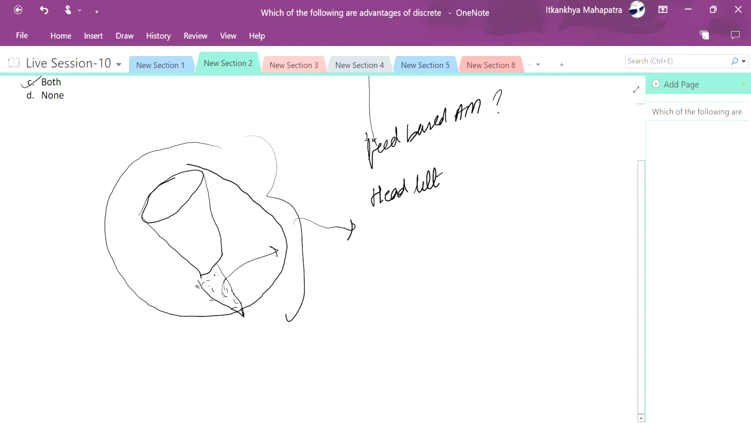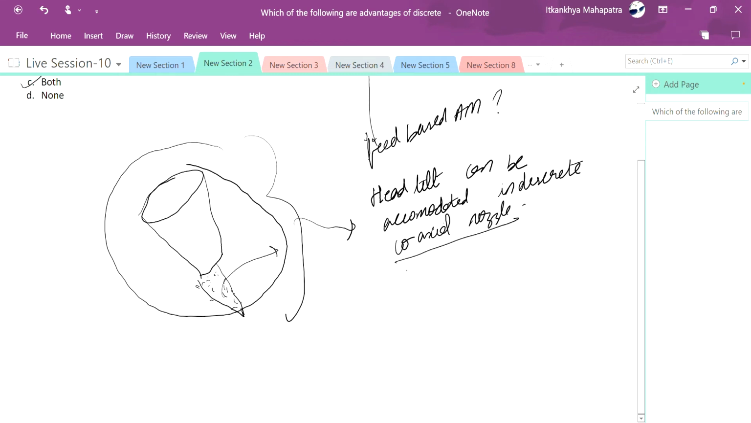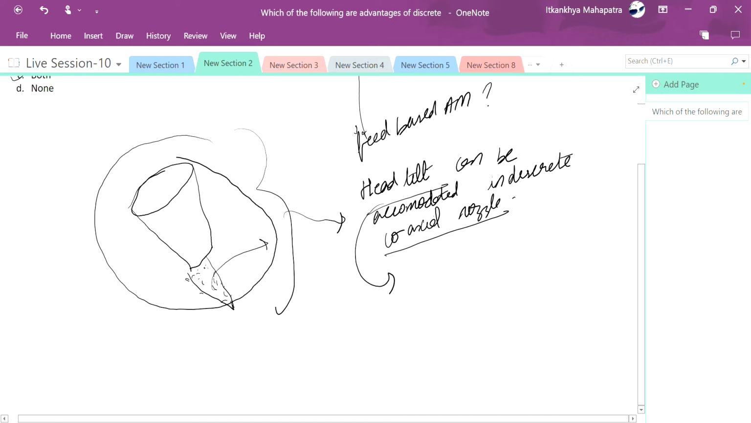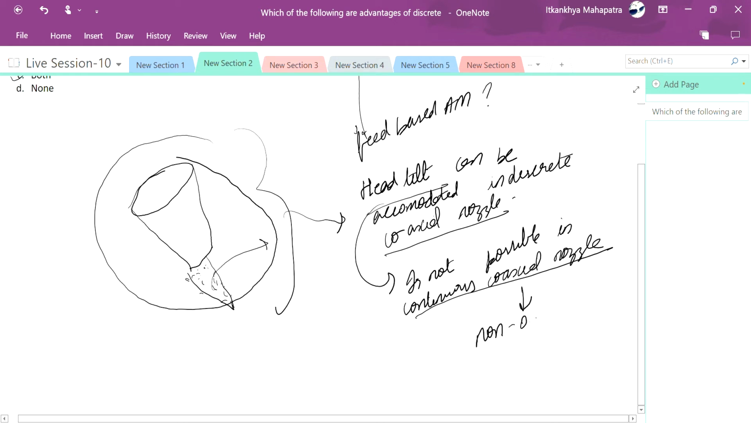Head tilt can be accommodated in discrete coaxial nozzle. This is not possible in continuous coaxial nozzle. That is, it is non-omnidirectional. So omnidirectionality is a very important feature of the coaxial nozzles.